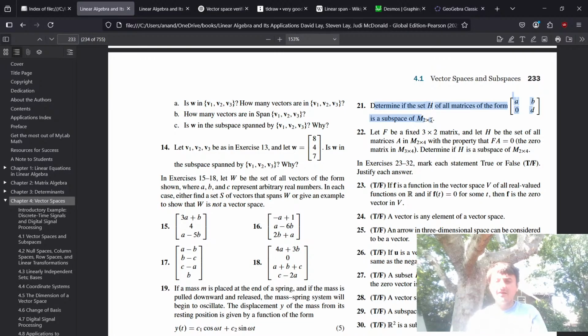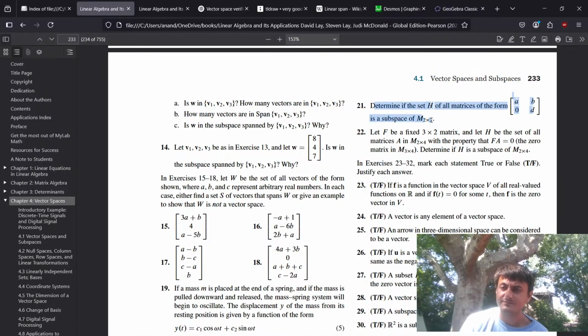So I'm going to say, so we have a 0. We have closure under plus. And we have closure under scalar multiplication. Yes, it is. Yes, it is. 22.